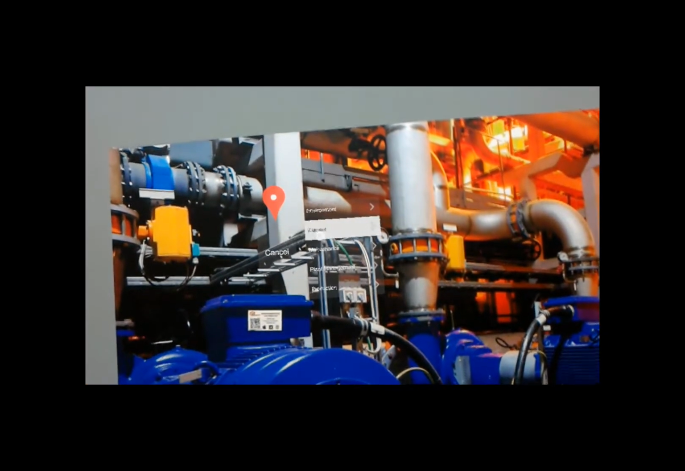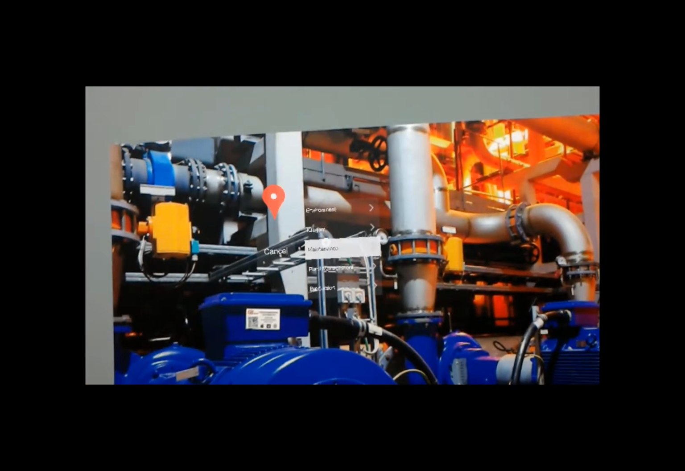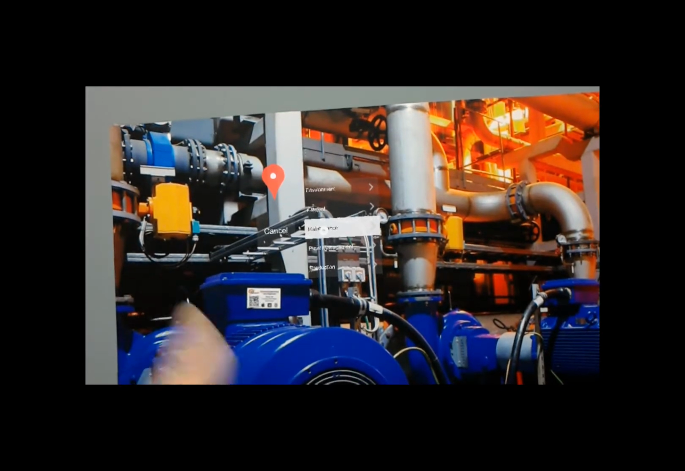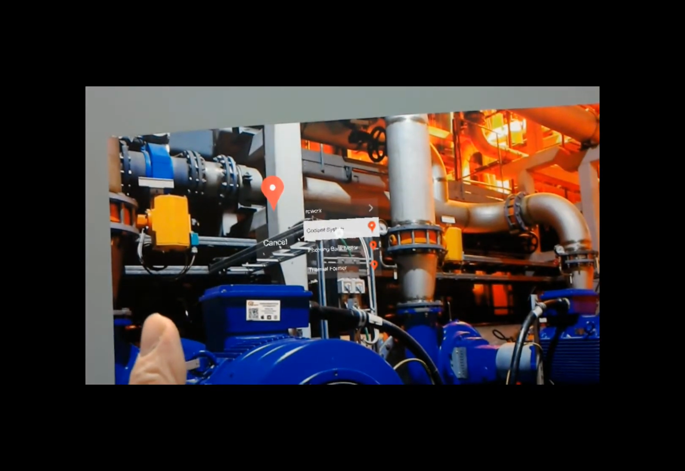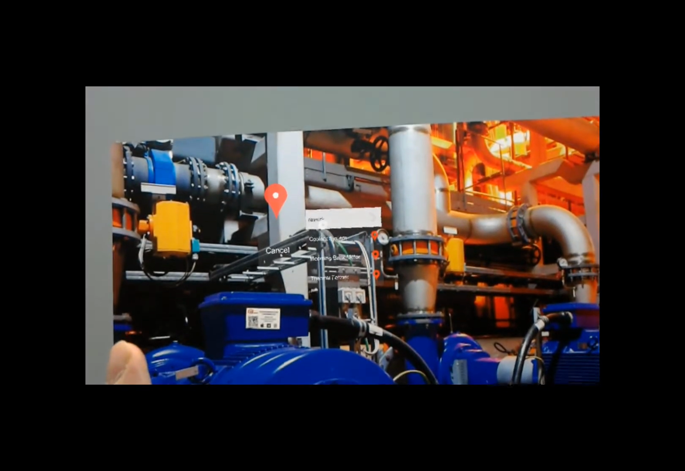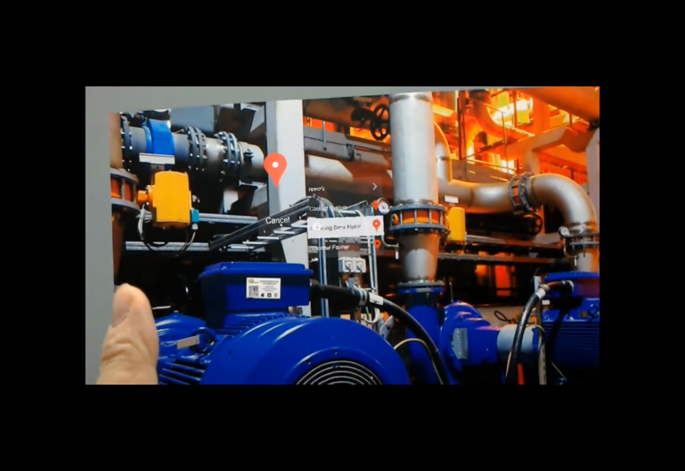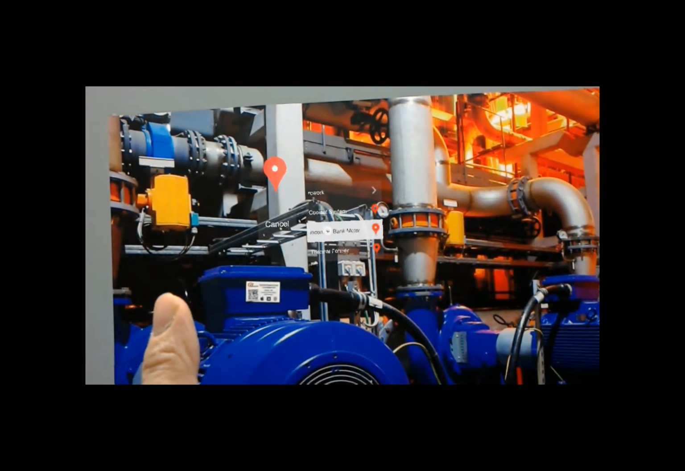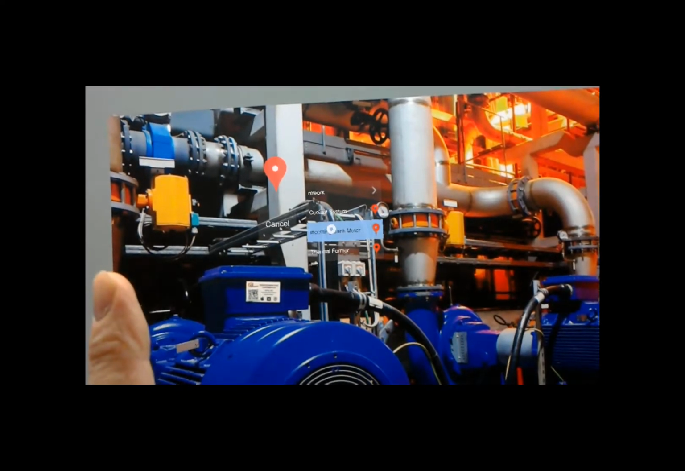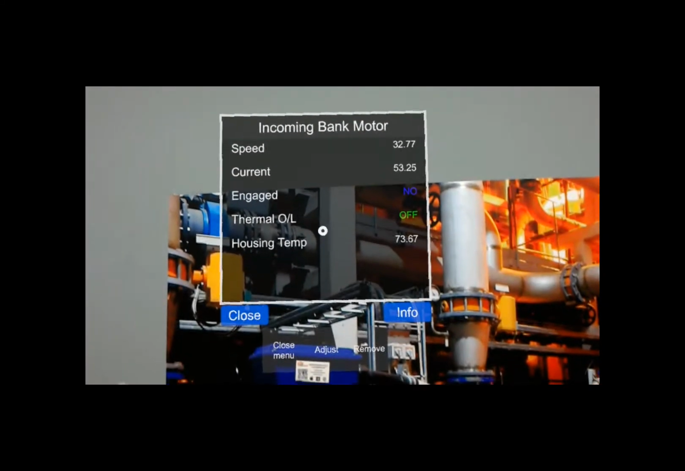So this is my internal mode menu. Of course, if you're in live mode, you'll get your live menu from your plant. But I'll go to maintenance, and you can see the red icons. Those are POIs, or I can just keep going down the groups. But here I'm going to do incoming bank motor, so I'm just going to tap it, and it's going to give me my POI.